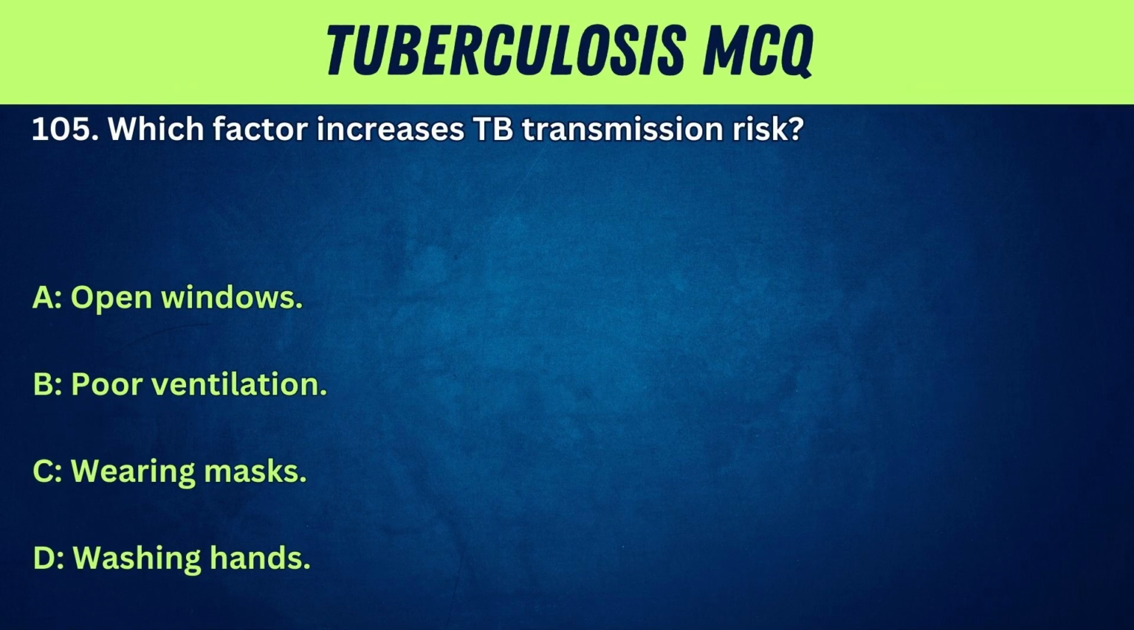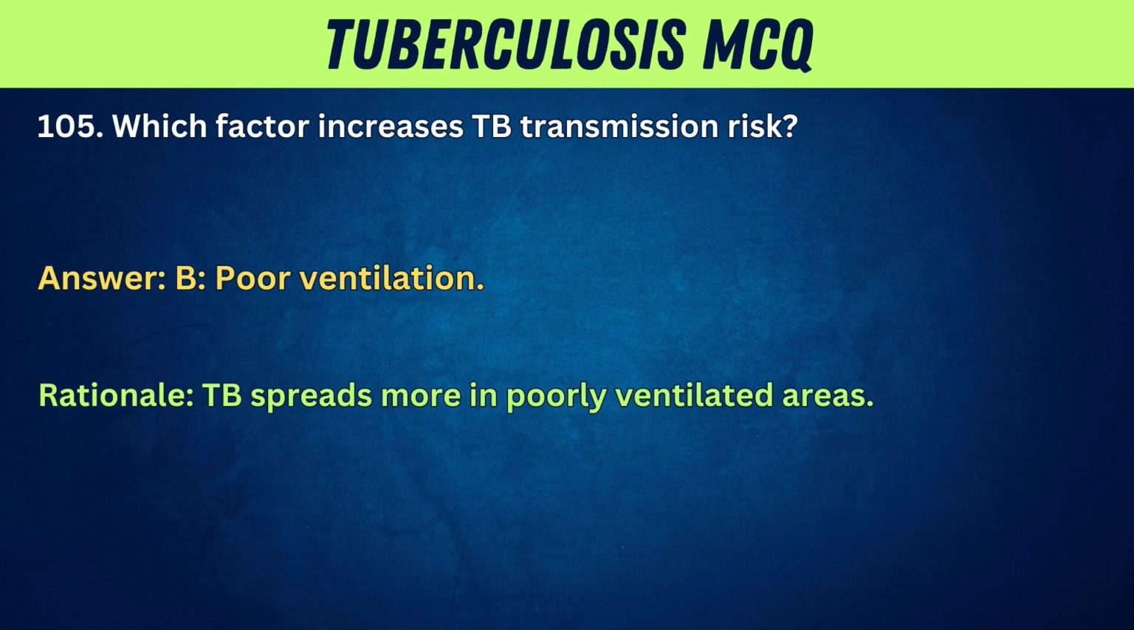105. Which factor increases TB transmission risk? A. Open windows, B. Poor ventilation, C. Wearing masks, D. Washing hands. Answer: B. Poor ventilation. Rationale: TB spreads more in poorly ventilated areas.